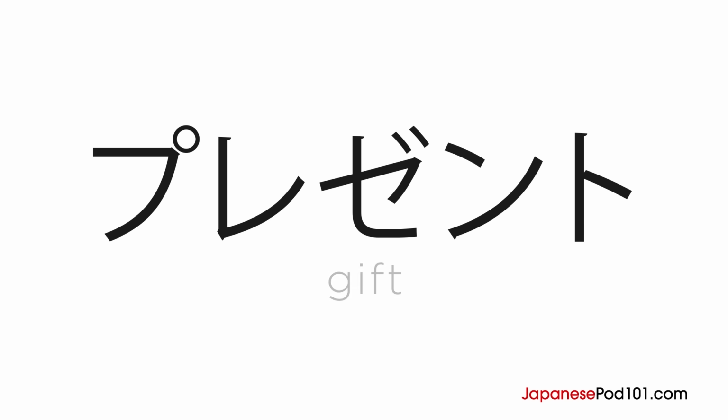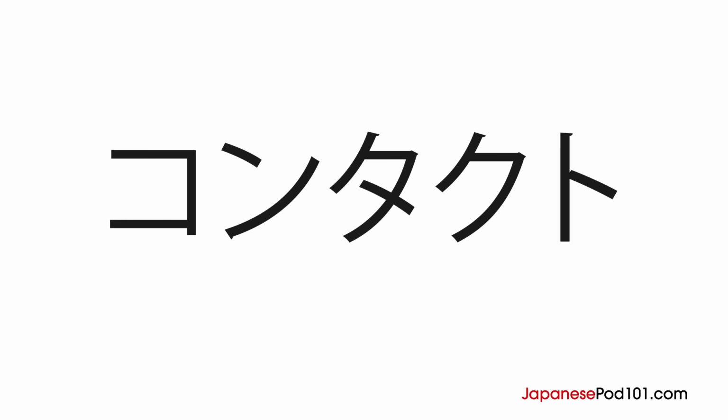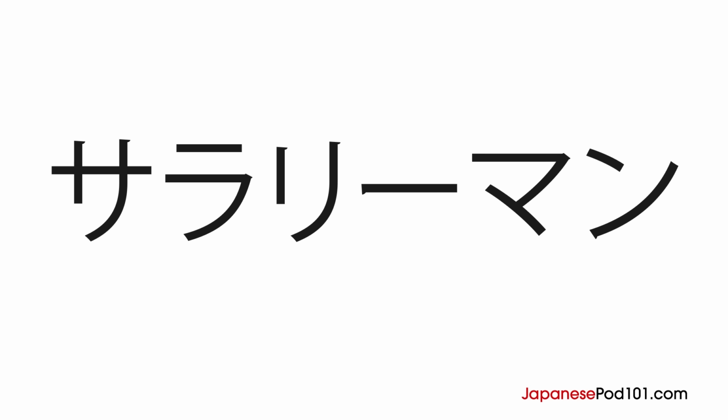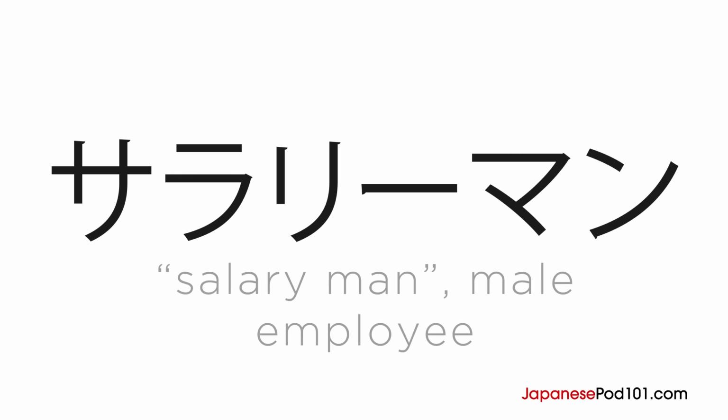Presento. This means a gift. Contacto. This actually refers to contact lenses. Salaryman. This is a general term for men working for a company. They are mostly distinguished by their shirt and necktie attire.